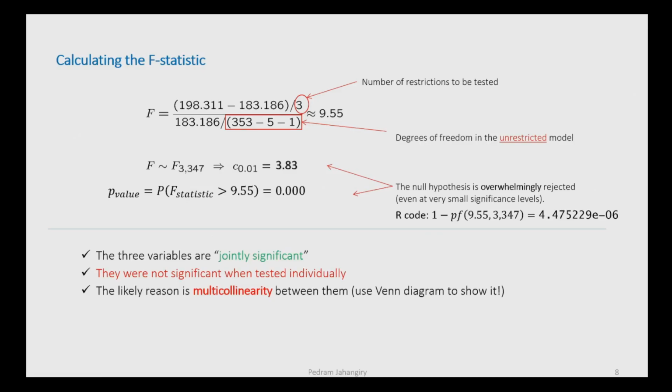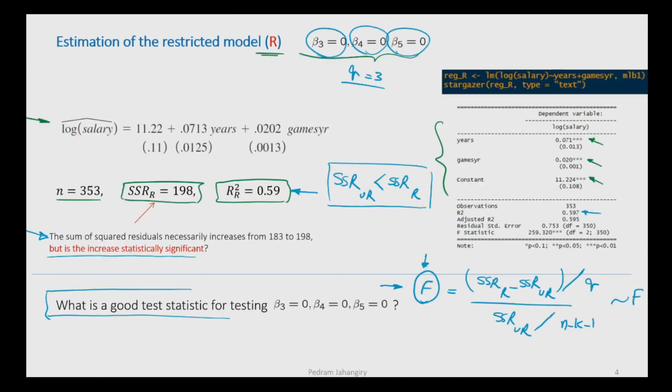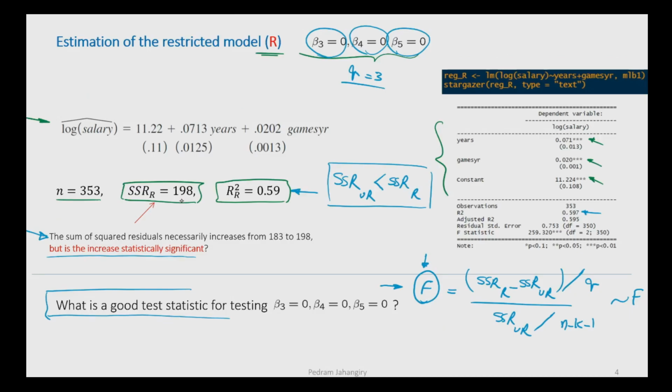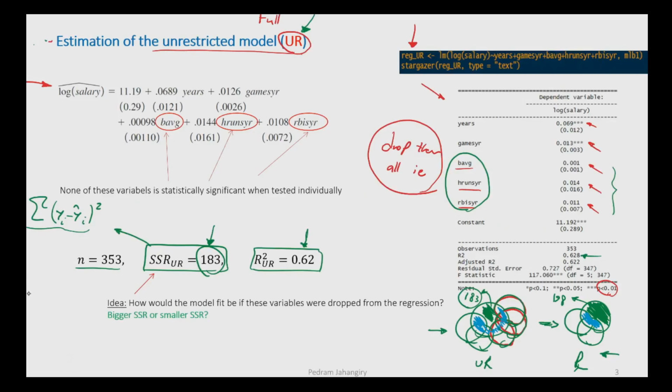If you remember, this was our baseball example, the baseball player salary. We had a couple of numbers: the sum of squared residuals of the unrestricted model, 183, and of the restricted model, 198, and the degrees of freedom. So let's do it here. What is the degrees of freedom for the unrestricted model? It's n minus k minus 1, 353 minus k. How many variables am I estimating? 1, 2, 3, 4, 5, 6. So 353 minus 5 minus 1. This is the degrees of freedom for the unrestricted model.